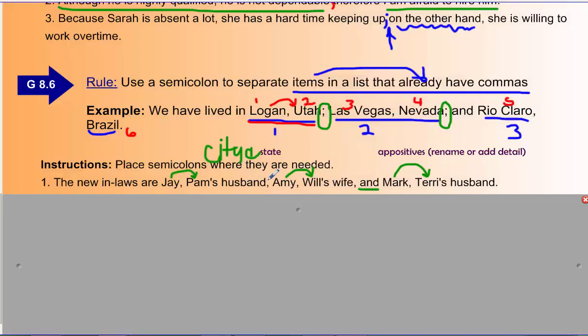So to separate this, I actually need this comma to become a semicolon. Amy is Will's wife. So we have a series of appositives going on here. I need a semicolon to separate. And Mark, Terry's husband. So the comma joins them and keeps them renamed like appositives. The semicolon separates these items.